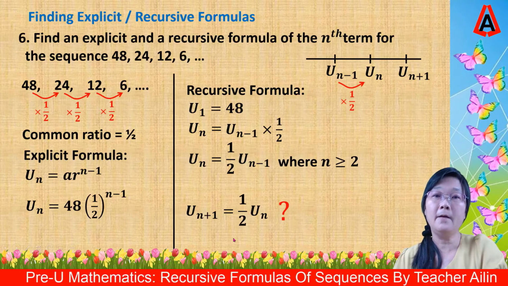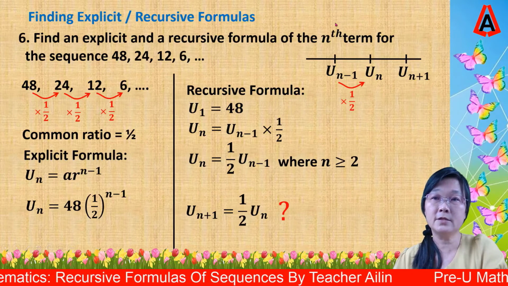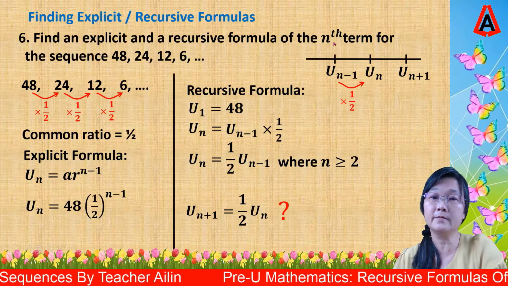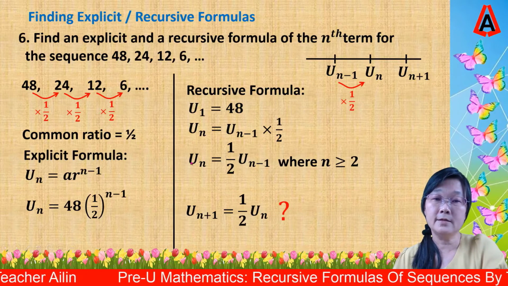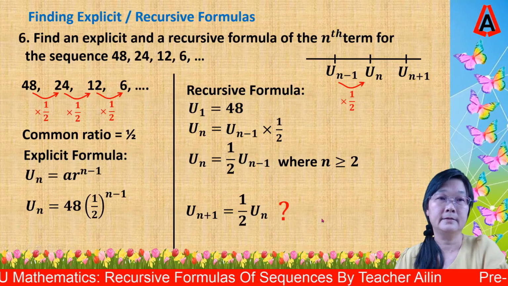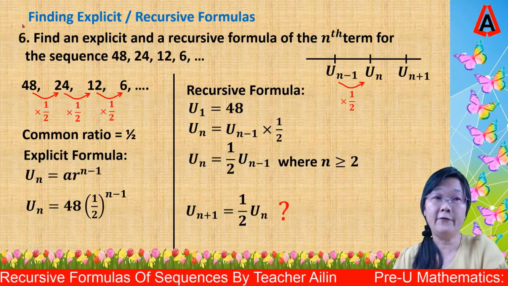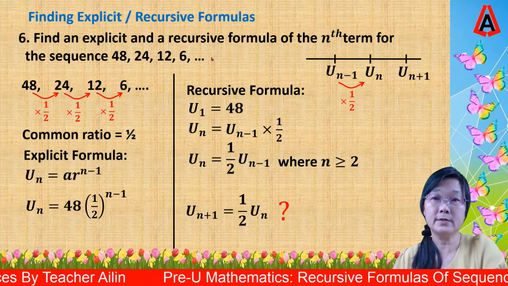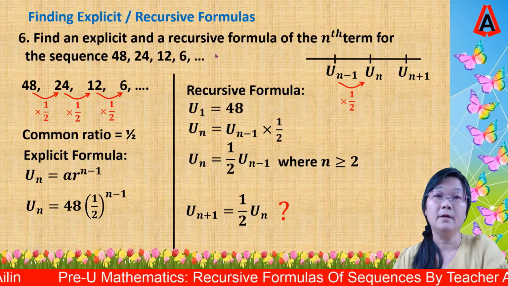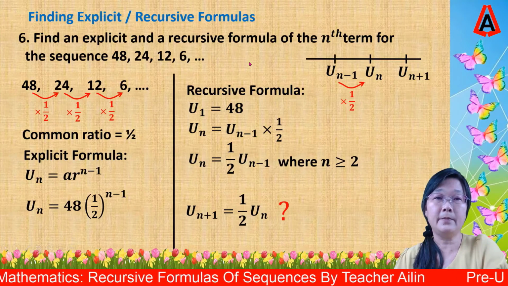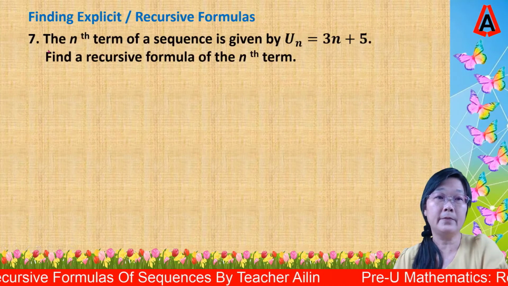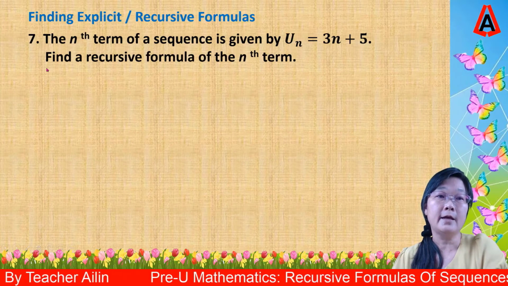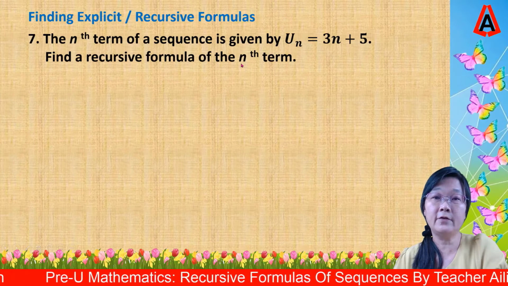In this question, even though Un plus 1 equals 1 over 2 times Un is also considered as the recursive formula, because the question requests the recursive formula of the n term, your final answer should be Un. Now in example number 5 and example number 6, you are given the sequence and asked to find the formula. But for the next example, you are given the explicit formula and you are asked to find the recursive formula of the sequence.